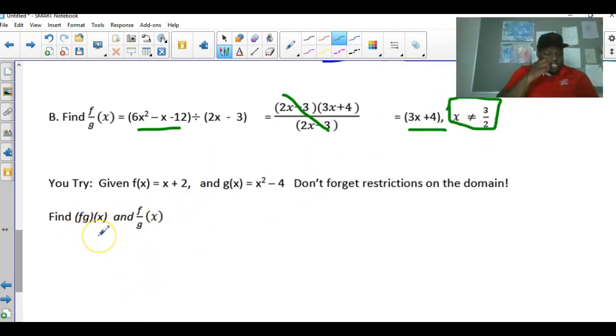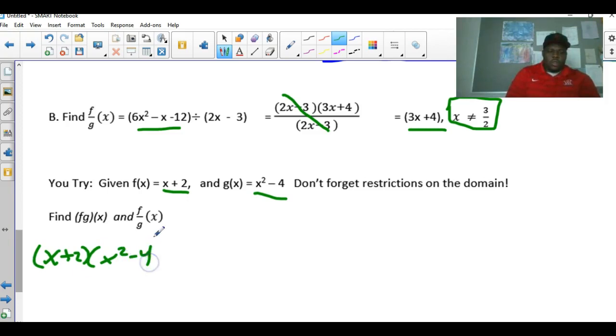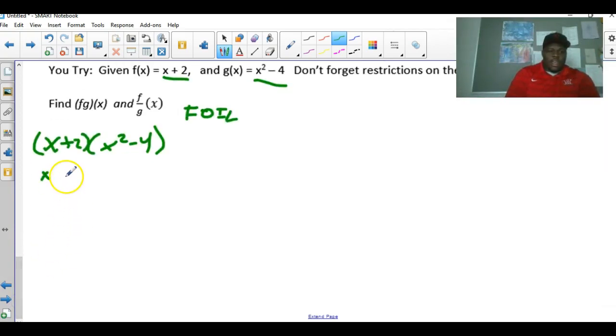We're going to do f times g of x. So we have f and we have g. So I have x plus 2 times x squared minus 4. Well, FOIL, guys, FOIL. Or you can separate it out like I did earlier. You can go x times x squared minus 4, and you can do plus 2 times x squared minus 4. This is essentially FOILing.